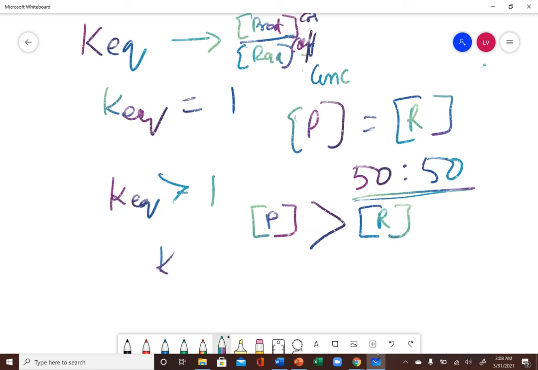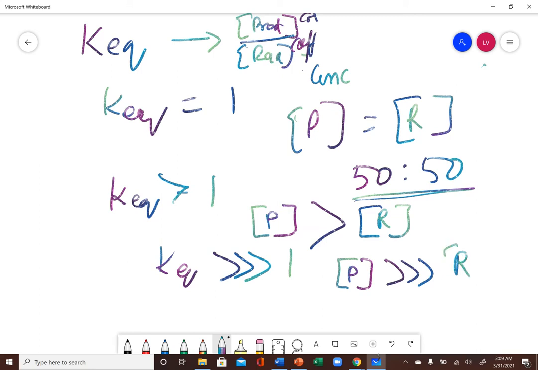If the value of KEQ is way more than 1, that means when equilibrium is established, for all reversible reactions, equilibrium is established at some point or other, the concentration of the products is way more than the concentration of the reactants, and these types of reactions are said to be product favored. These are the kind of reactions that chemists are generally interested in, because at equilibrium the product concentration is quite large.